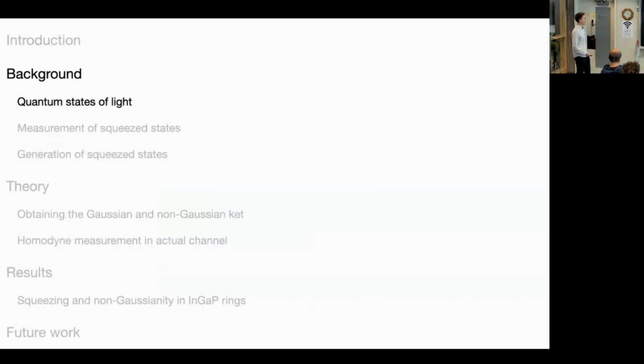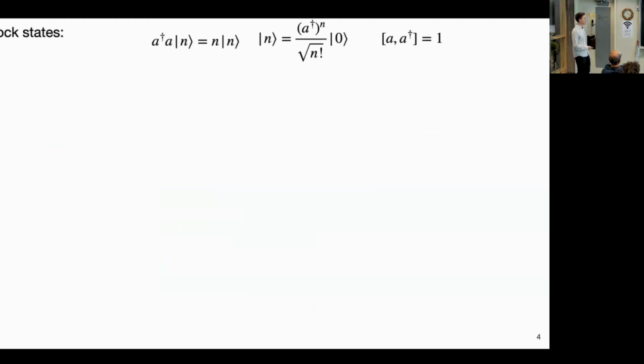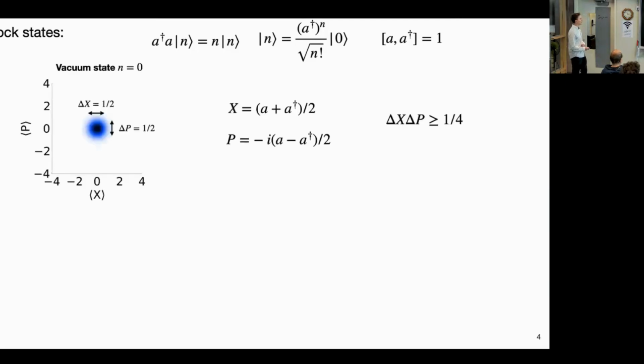So before I get to that theory, though, I'll start with some background on quantum states of light. So I'll start with Fock states, which are a ket here that have a definite number of photons in them, n, and you can write them as repeatedly applying a creation operator to the vacuum state. Now, important to this discussion is a phase space picture of these states. So the vacuum state can be represented by this Gaussian distribution centered at the origin in phase space, where x and p are related to the electric and magnetic field, and they're analogous to a position and momentum operator.